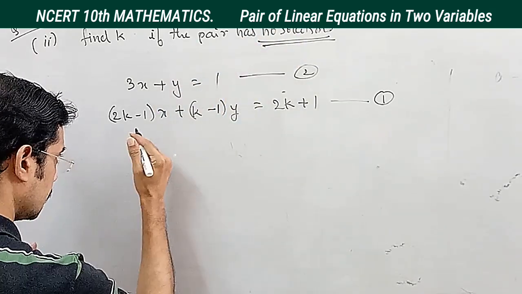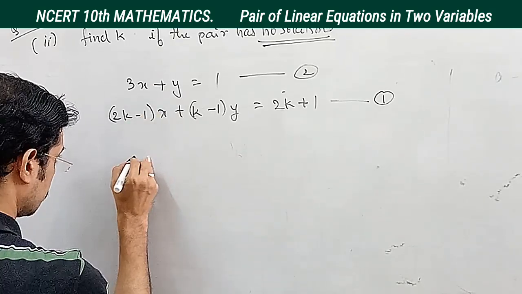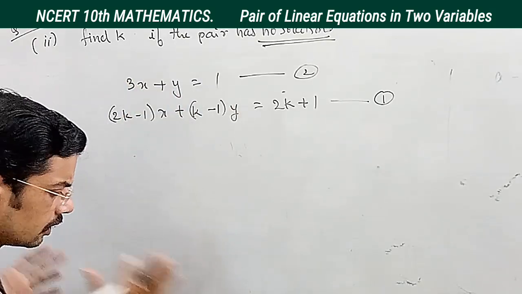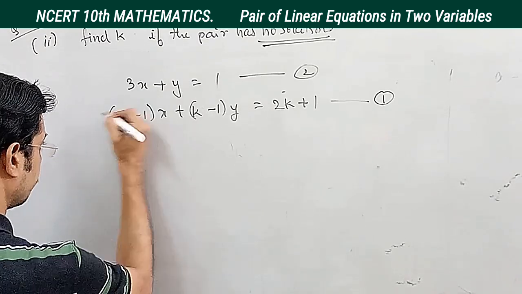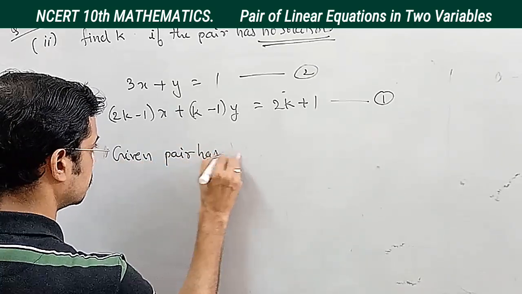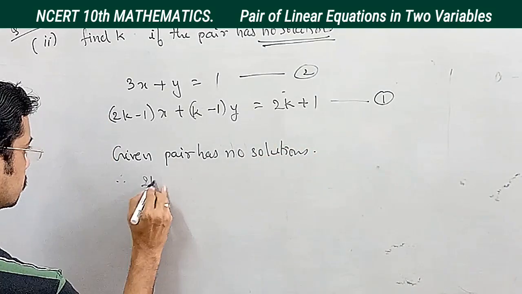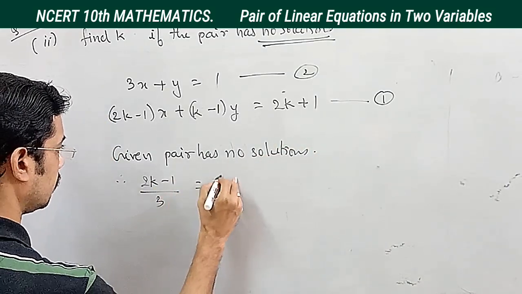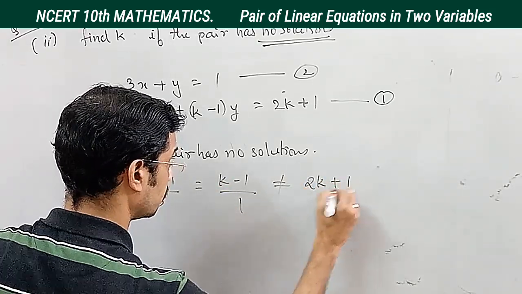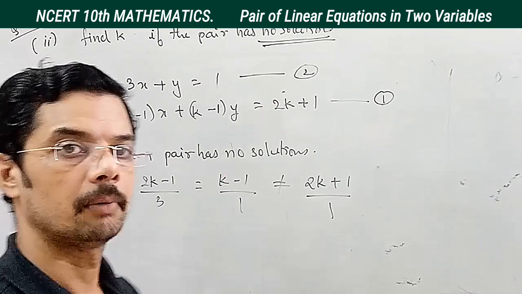It has no solutions means the ratios of the coefficients will follow a pattern. So this is a1 by a2 equal to b1 by b2, but not equal to c1 by c2. That is known to us. So we can write, the given pair has no solutions, therefore (2k minus 1) by 3 will be equal to (k minus 1) by 1, which will not be equal to (2k plus 1) by 1.